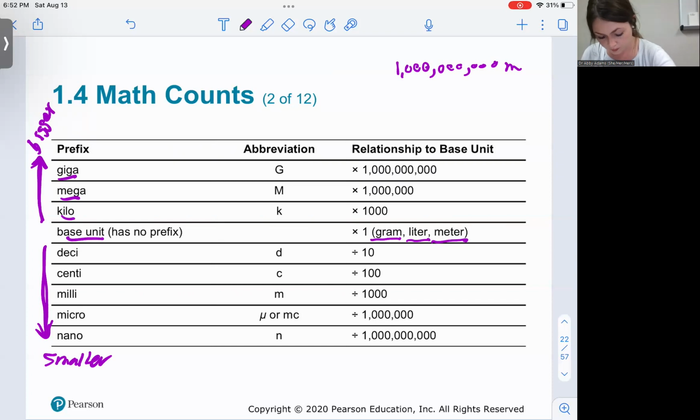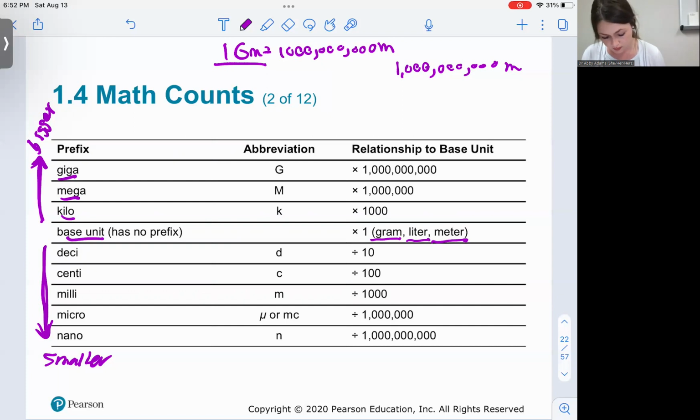For example, in 1 gigameter, there are, write it out again, it's just so cumbersome, right? 1 billion meters. So instead of talking about 2 billion meters, you can just say 2 gigameters, right? That makes more sense.